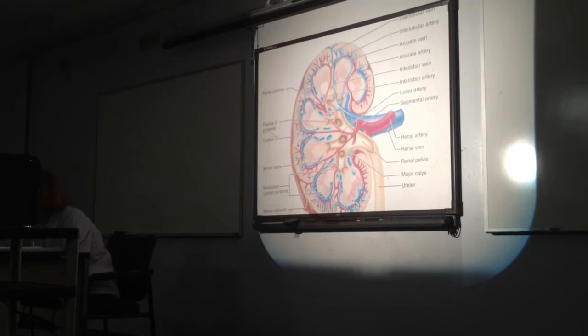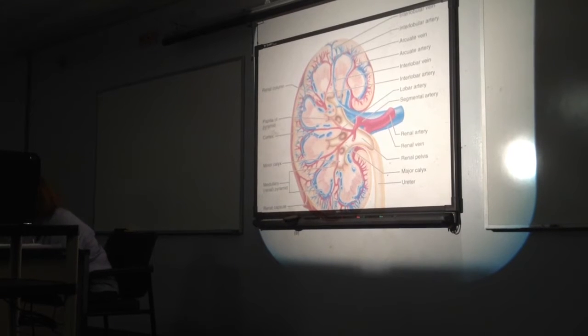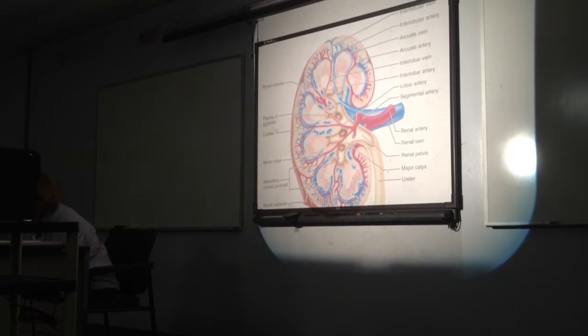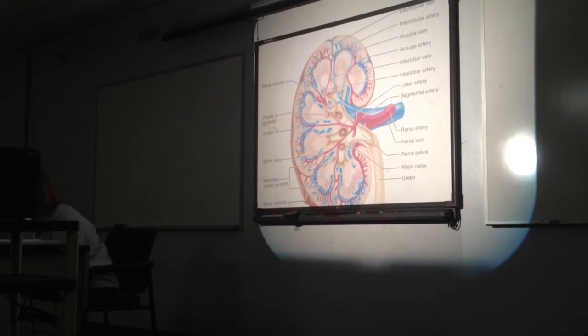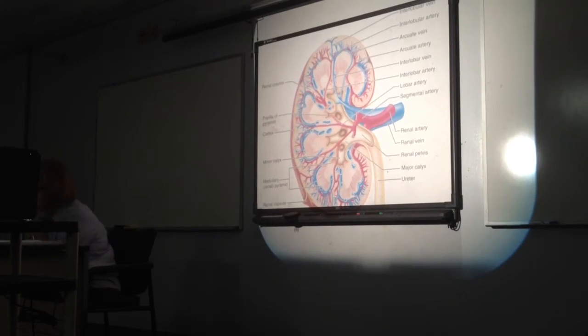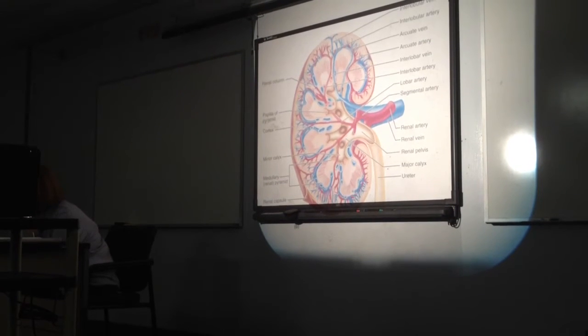Okay, then the renal papillae are small elevations in the renal sinuses. They make up the tip of the renal pyramid.